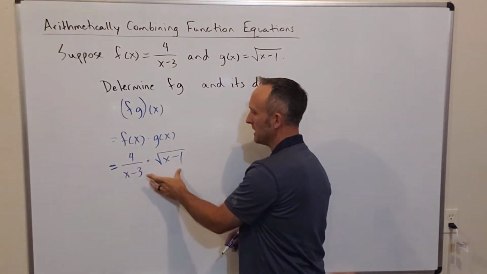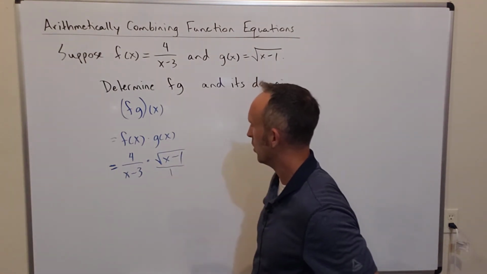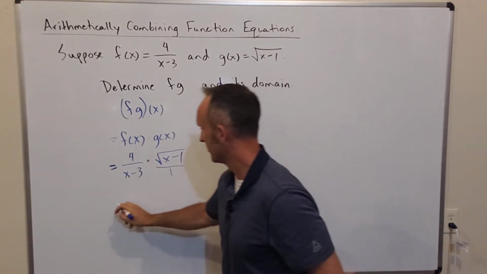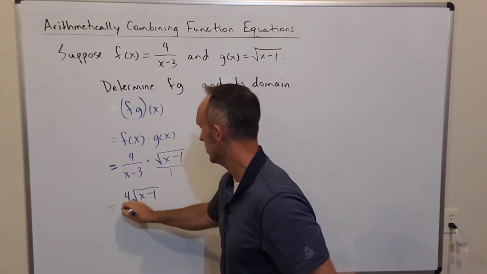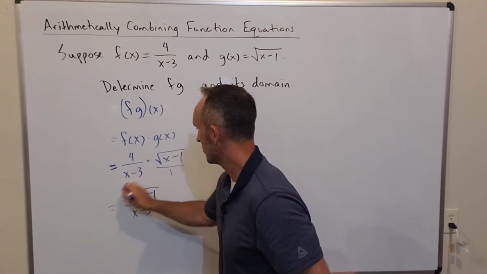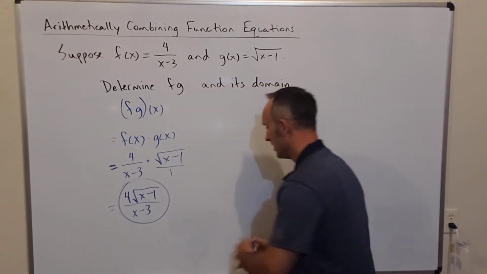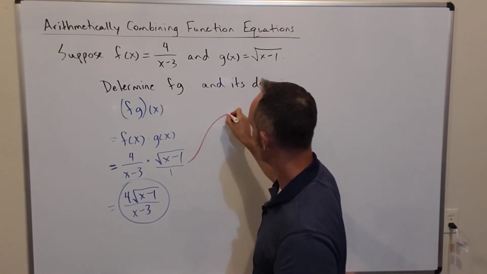But this is so easy to simplify because all we have to do is turn this into a fraction by putting it over 1, because we're multiplying, and we just multiply straight across. So this simplifies to be 4 times the square root of x minus 1 over x minus 3. Okay? And that's simplified enough. But when we look at domain, let's look at this step here.